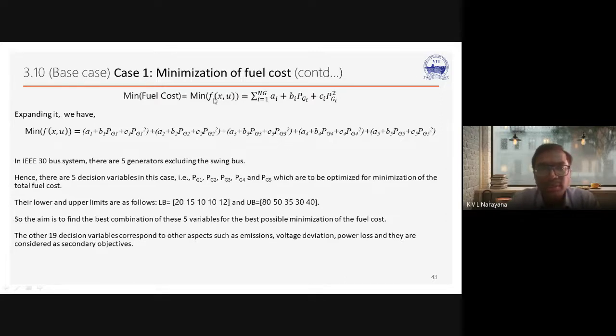So this is the formulation, and lower bounds are also mentioned here. The first 5 variables are responsible for minimization of the fuel cost, whereas the other 19 decision variables we are not going to optimize, because the objective we formulated here is to minimize the fuel cost. Basically, the fuel cost mainly depends on the output power generated by the generators. If you optimize the output power of the generators, automatically the fuel cost can be minimized.